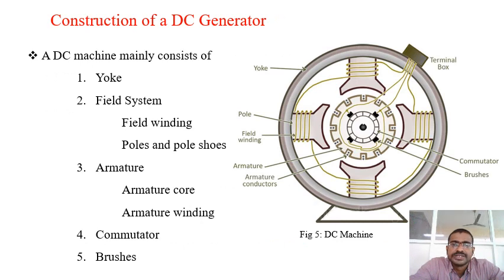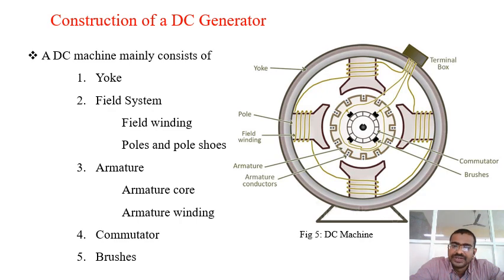Coming to the construction details of the DC generator, it mainly consists of five parts: yoke, field system, armature, commutator, and brushes. The yoke is the outermost frame of the DC machine, which protects the internal parts. It is made of either silicon steel or cast iron. The poles are mounted on the inner circumference of the yoke, so it provides mechanical support to the field system, and also provides a low reluctance path to the magnetic field.